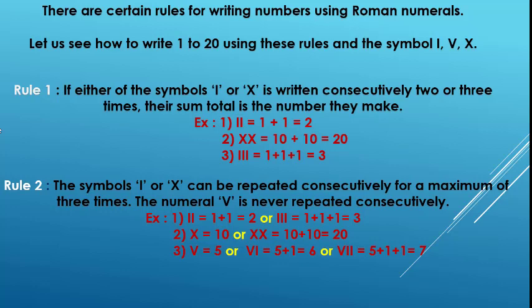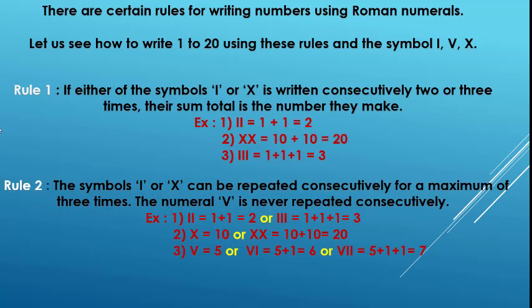Rule 2. The symbols I or X can be repeated consecutively for a maximum of 3 times. The numeral V is never repeated consecutively. Rule 2 means the symbols I or X we can repeat only 2 to 3 times, not more than that. And V we have to write only once, we can't repeat V.